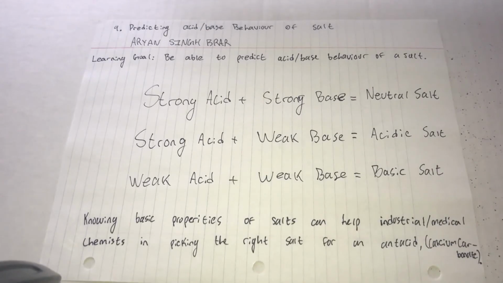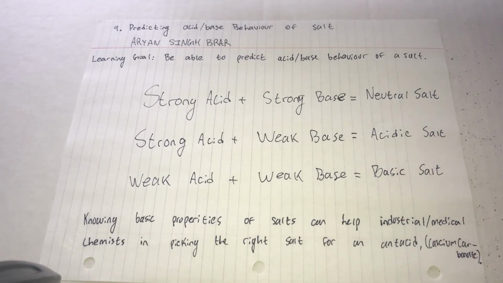This is my simplified method of predicting whether a neutral, acidic, or basic salt will form. A strong acid and a strong base will make a neutral salt. A strong acid and a weak base will make an acidic salt. A weak acid and a weak base will make a basic salt.